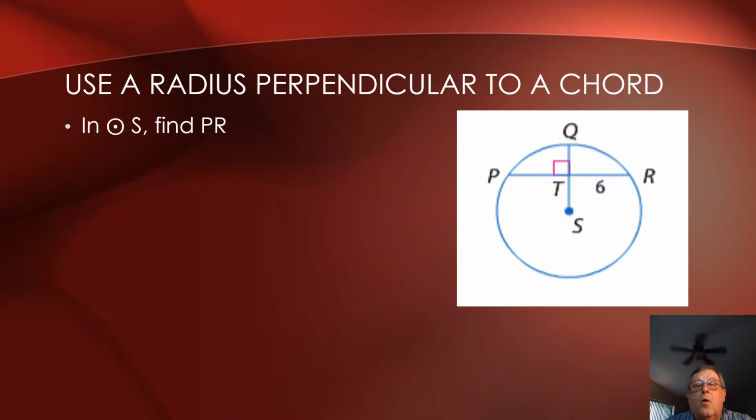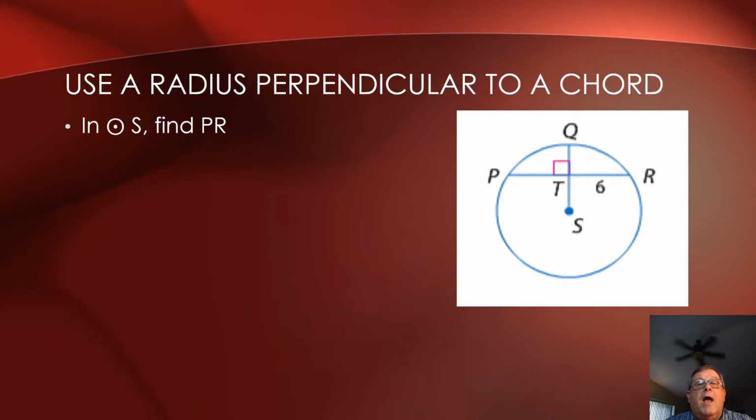If a diameter or a radius of a circle is perpendicular to a chord, then it bisects the chord. And then a second theorem along with that is that if we've got a perpendicular bisector of a chord, then it's either a diameter or a radius.